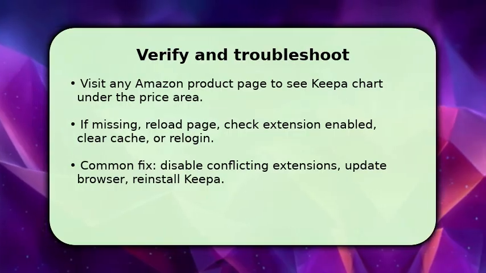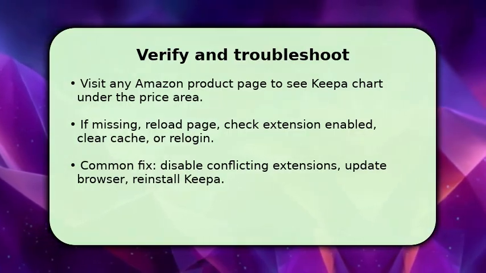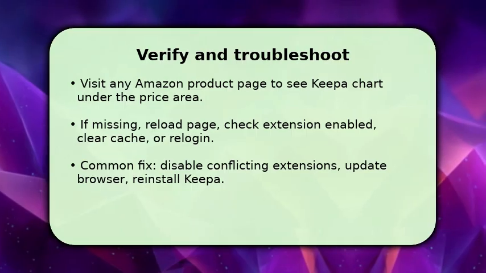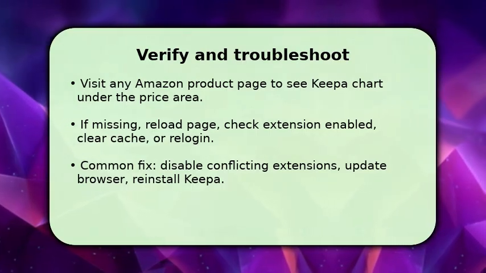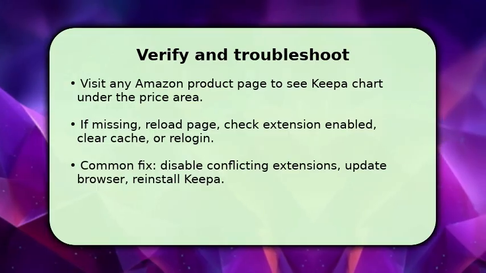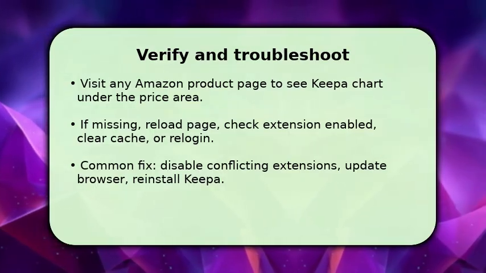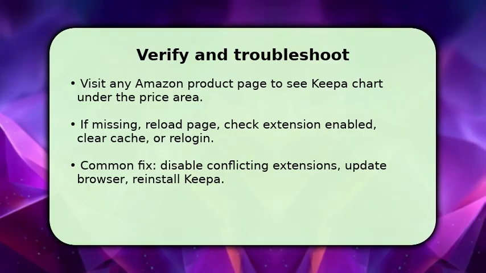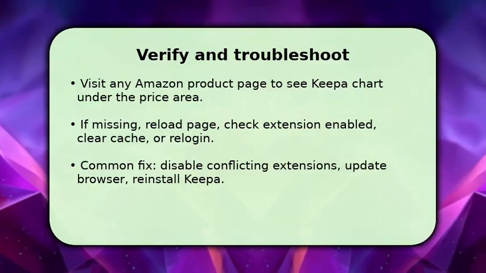If problems persist, disable other extensions that inject page content, update your browser to the latest version, and reinstall Keepa. One key troubleshooting tip: toggle site access permissions. Most issues resolve by allowing Keepa to read and change site data.